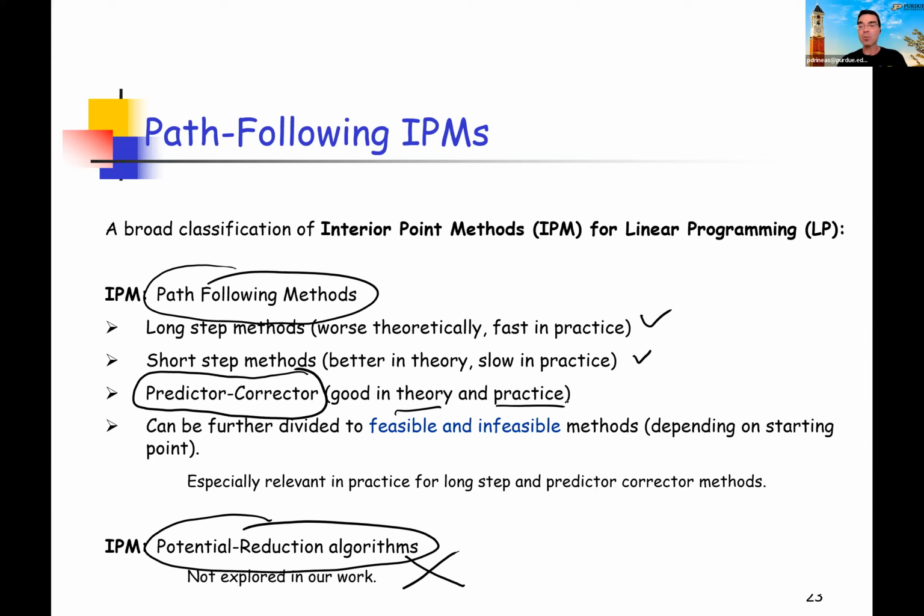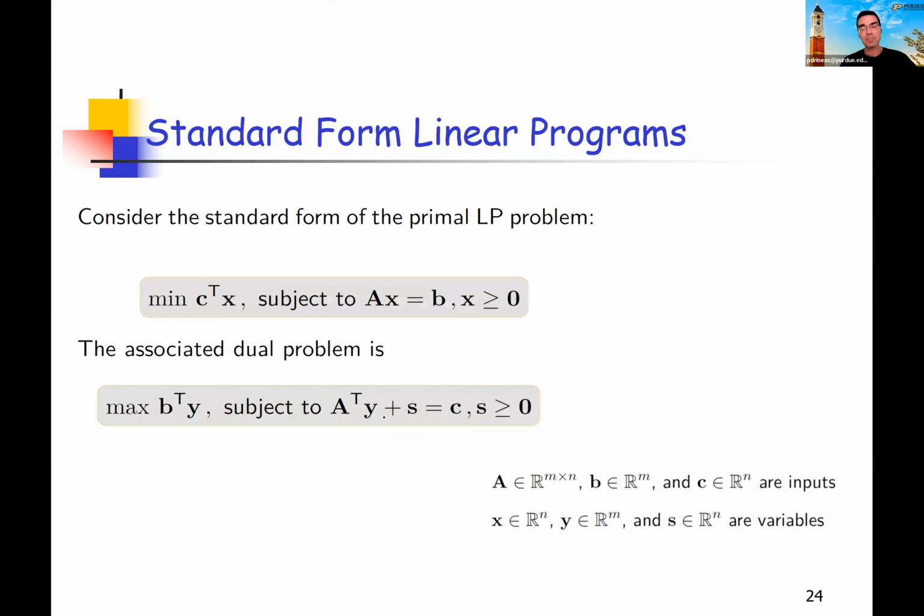They can be further divided into feasible and infeasible methods, but I'm not going to get there at all. Whether you start with a feasible or infeasible point, we're going to focus here on feasible methods. We'll assume we can compute an initial feasible point, even though this is not always trivial. In practice, it's relevant, but we're not going to really discuss it here.